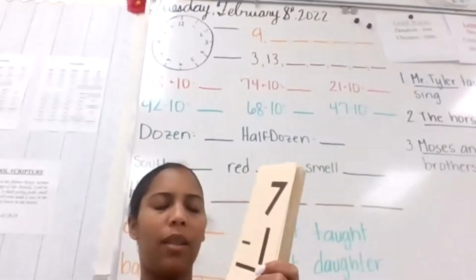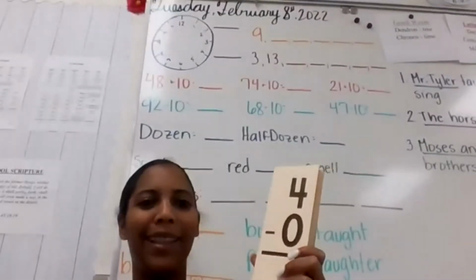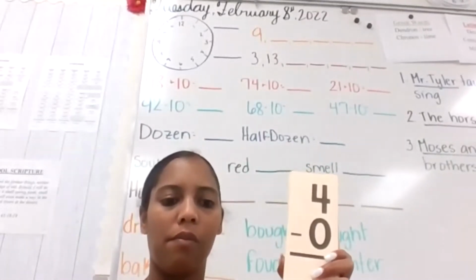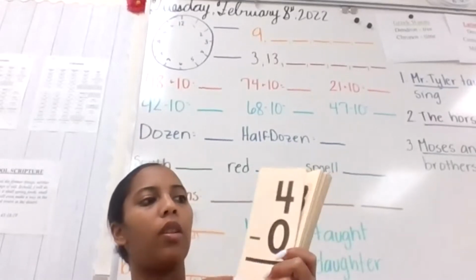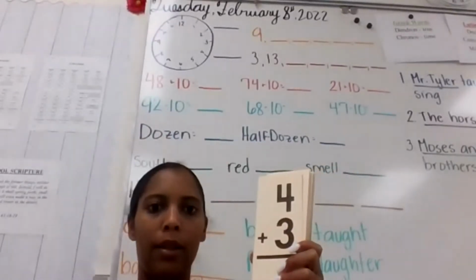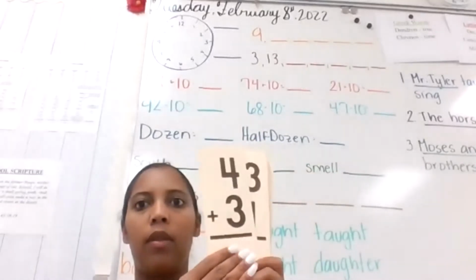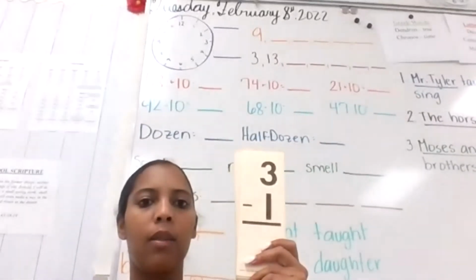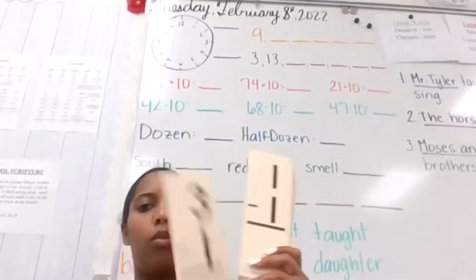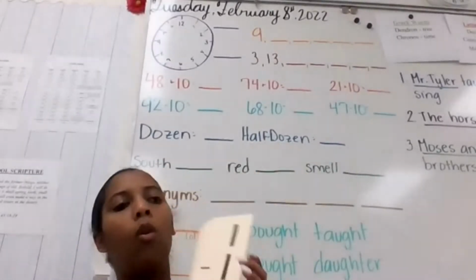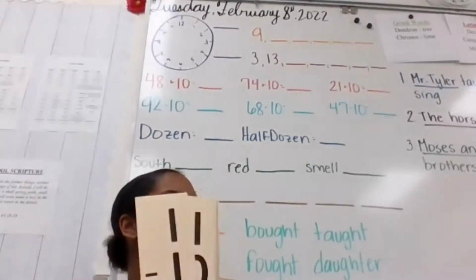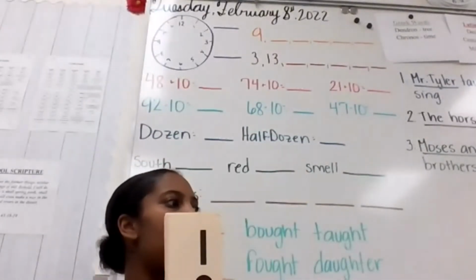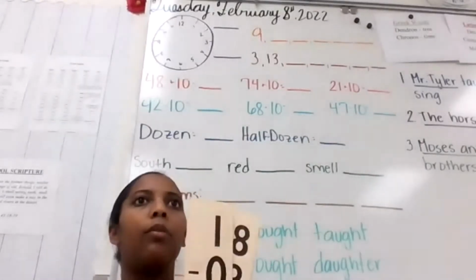Sorry, 6. My bad. 4 minus 0 equals 4. 4 plus 3 equals 7. Thank you. 3 minus 1 equals 2. 1 minus 1 equals 0. 1 minus 0 equals 1.